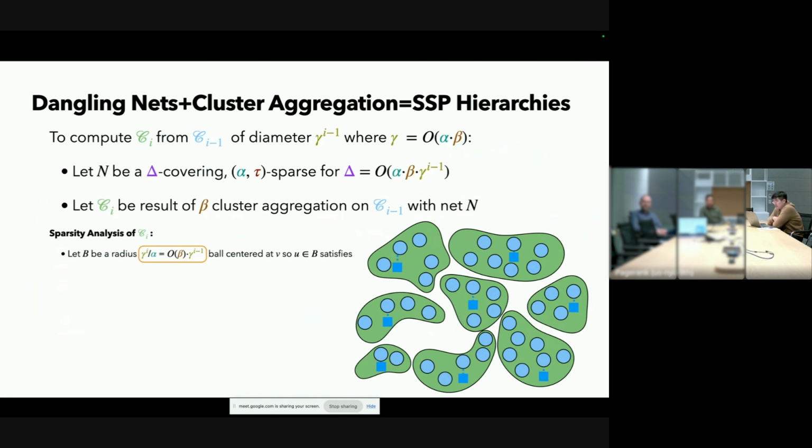So the sparsity analysis is trying to say that if you look at a ball of appropriate radius, it shouldn't intersect that many things. Now, the appropriate radius for us is, again, gamma to the I divided by alpha. If you remember, it's the guarantee that we're trying to ensure. And just by our choice of gamma being essentially alpha times beta, gamma to the I divided by alpha is just beta times gamma to the I-1.